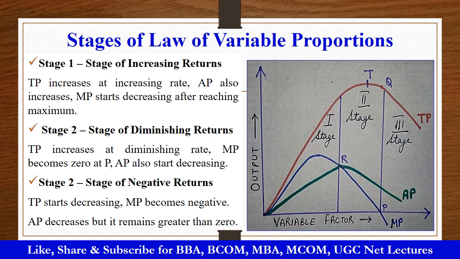Then in the third stage, the total product starts decreasing. The marginal product decreases and becomes negative. The average product continues to diminish, but it always remains greater than zero. Therefore, this third stage is known as the stage of negative returns. So these are the three stages of law of variable proportions.